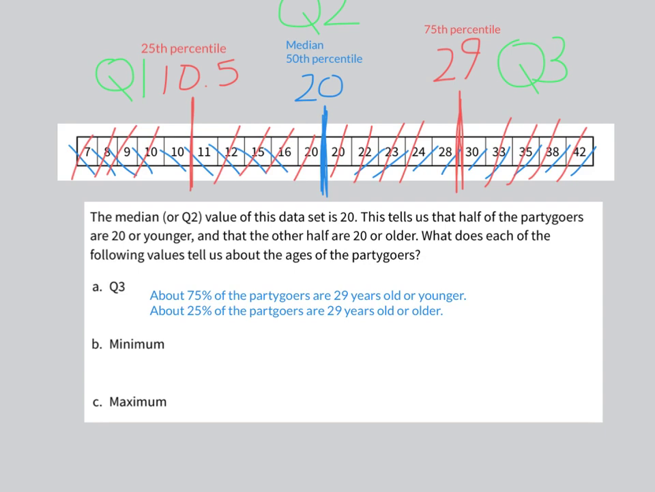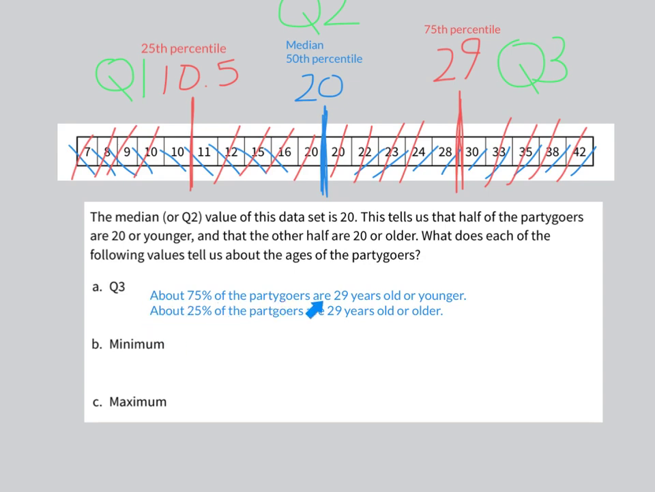Now I want to say a couple of things. I'm using the word about. Up here, I don't have to use the word about. Exactly 3/4 are less than 29, and exactly 25%, 1/4, is older than 29. I'd like you to use the word about, because depending on what values you have, sometimes about is a more accurate statement. Sometimes the number here includes one of the numbers down here. So using about is a good idea.